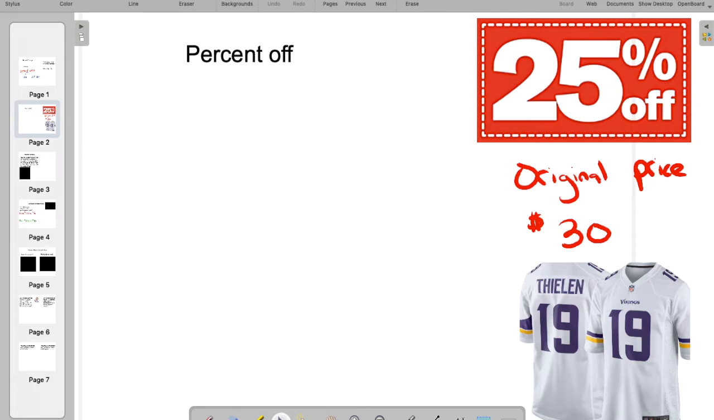Personally, I've been looking at a brand new Adam Thielen jersey because I'm excited because this year the Vikings are going to win the Super Bowl. I know I've said that many years before, but this is our year. So I will need a brand new jersey.